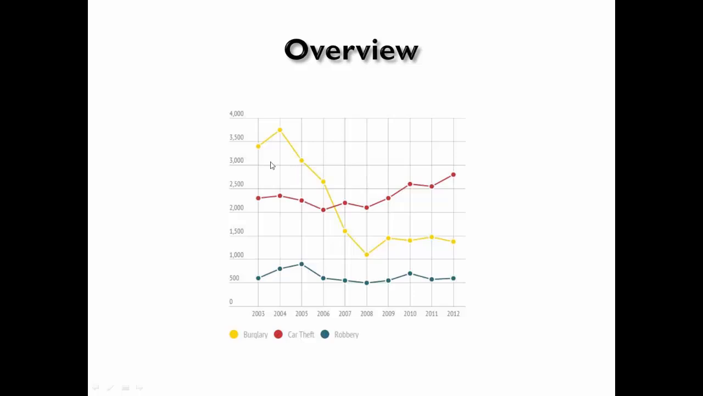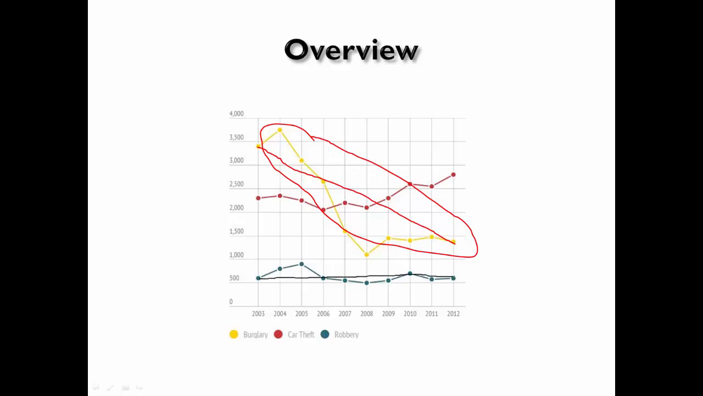So if we were going to pick out some very general things about this graph, what would we pick out? So let's look at the burglary. If we look from the starting point to the end point, so this bit here, the big picture is that burglary is decreasing. If we look at robbery, it stays basically the same. So it stays relatively stable. So the big picture for robbery is that it stays relatively stable. So you would include that in your overview.